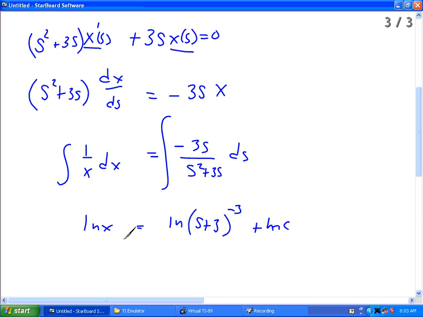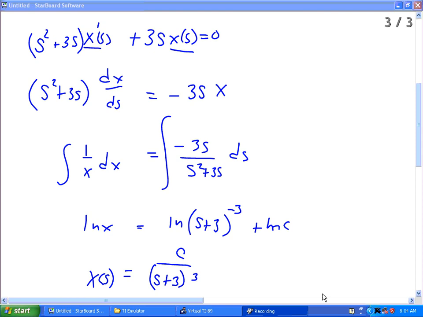Okay, raise both sides to the e, you end up with e is equal to, this is a product. This ends up going on the bottom, so it's going to end up being c over s plus 3 cubed. Okay, this is x as a function of s. That's what that is. Now, in a second, we're going to see if we can figure out what that is when we do the inverse.